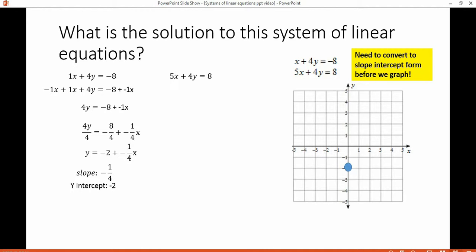Put a dot on negative 2. Go down 1 over 4 for my slope. And there's my line.